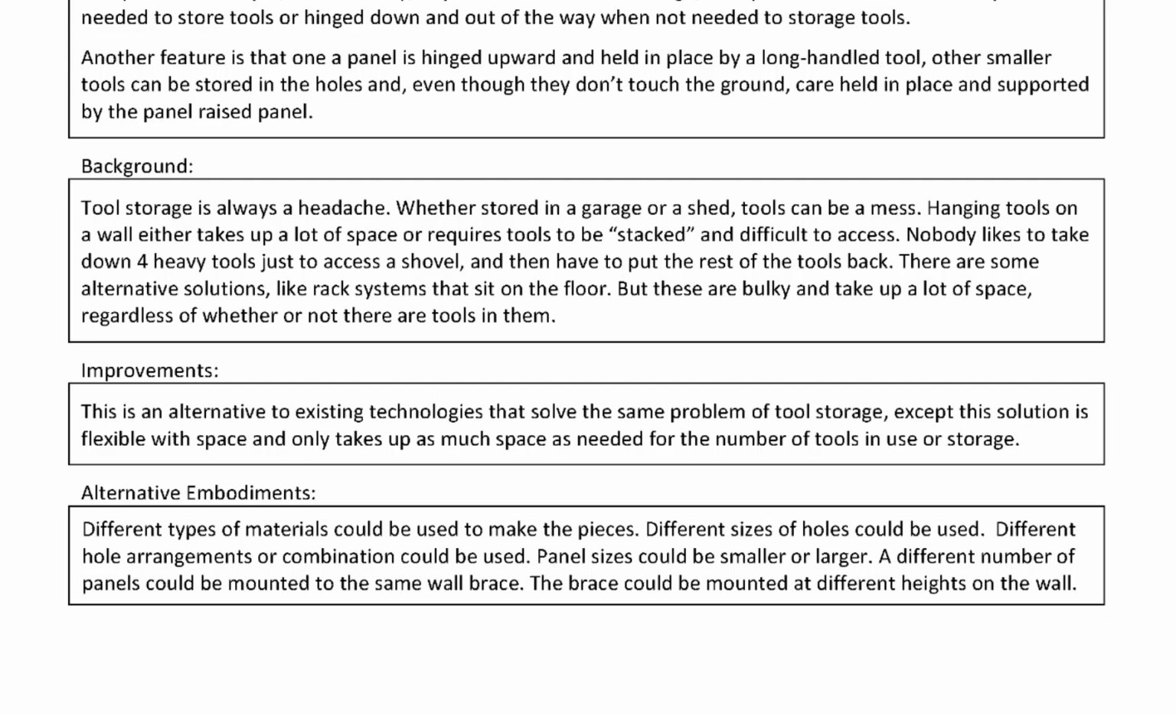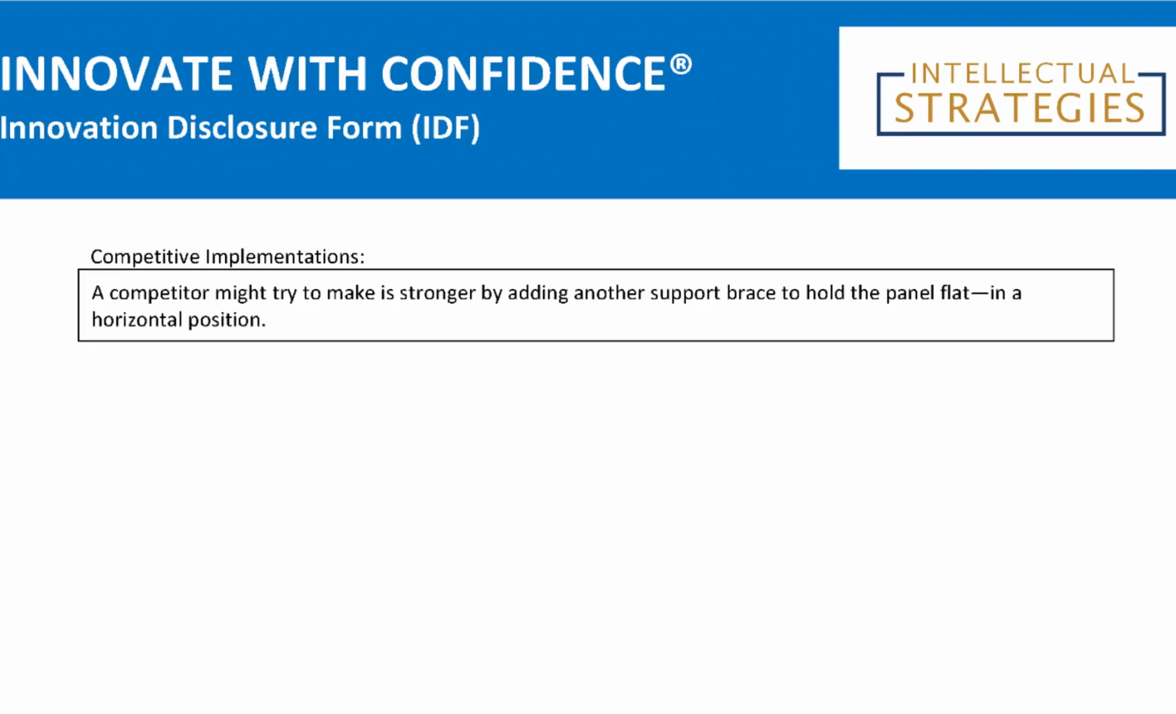I've added a little bit of alternative embodiments in there as well. This will be helpful as you start thinking about how you can broaden your invention. Ultimately, you'll anticipate what a competitor might try to do in order to copy your invention or avoid infringing your invention. And then you'll turn that around and say, well, why don't I just include that in my patent application to begin with and prevent them from copying me on that aspect in the future? You can see the competitive implementations here below.